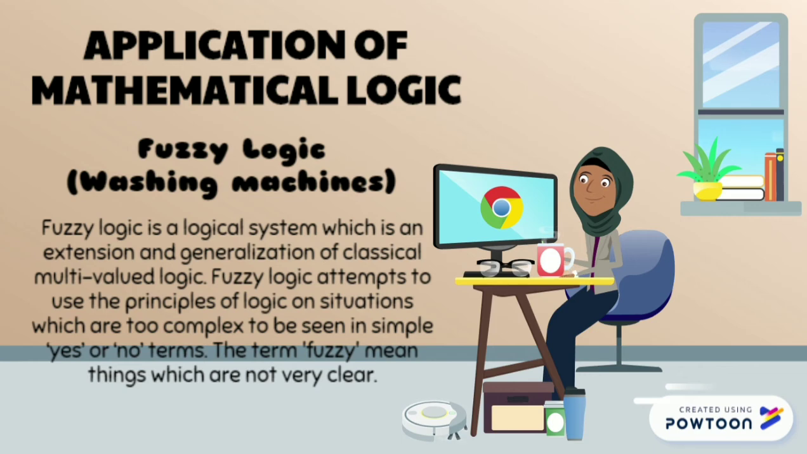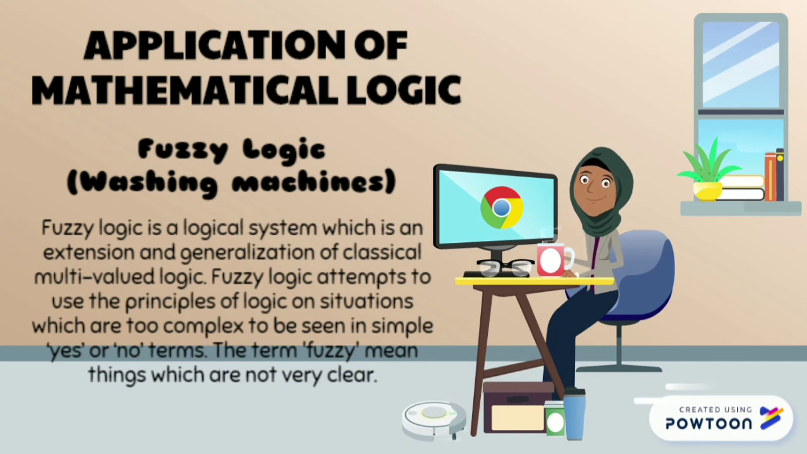Fuzzy logic attempts to use the principles of logic on situations which are too complex to be seen in simple yes or no terms. The term fuzzy means things which are not very clear or vague. In real life, we may come across a situation where we can't decide whether the statement is true or false. At that time, fuzzy logic offers very valuable flexibility for reasoning. We can also consider the uncertainties of any situation. Fuzzy logic allows for answers between 0 and 1.